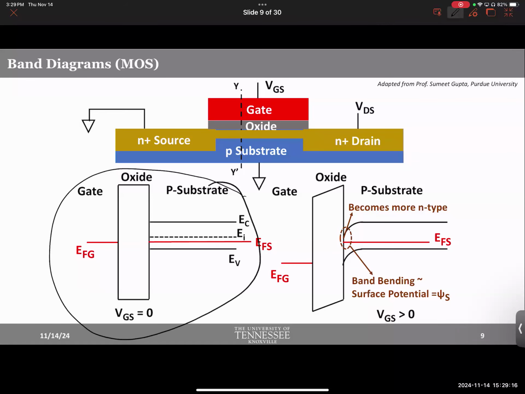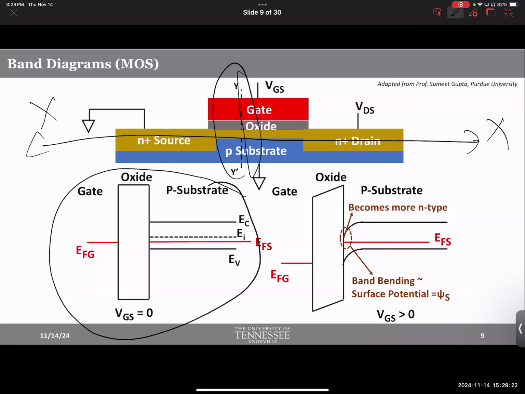What does this situation represent? Is this XX or still YY? What is this diagram? YY. Metal, oxide, semiconductor. Sure. Why is it flat? Why is it not curved like this? What does this represent? Which condition does it represent? We use the term many times. Flat band. Remember flat band?